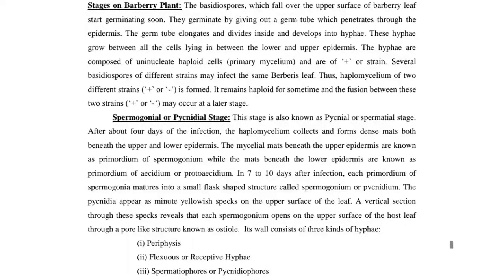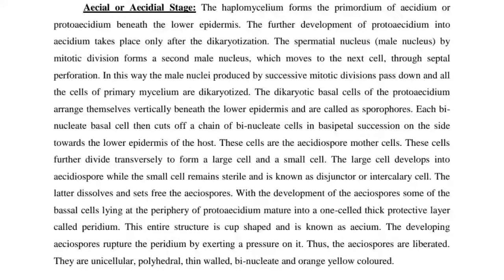A vertical section through these specks reveals that each spermagonium opens on the upper surface of the host leaf through a pore-like structure known as ostiole. Its wall consists of 3 kinds of hyphae: sterile hyphae, periphyses, flexuous or receptive hyphae, and spermatiophores or pycnidiophores. Aecial or aecidial stage: the haplomycelium forms the primordium of aecidium or protoaecidium beneath the lower epidermis.